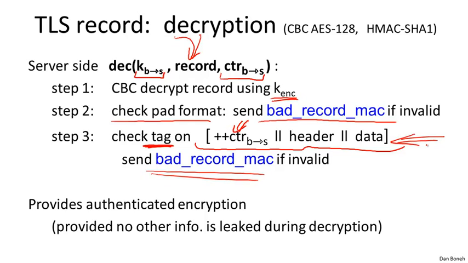And the nice thing about this is because both sides know the value of the counter implicitly, there's never a need to send the counter in the record itself. So the counter itself doesn't increase the length of the ciphertext at all.